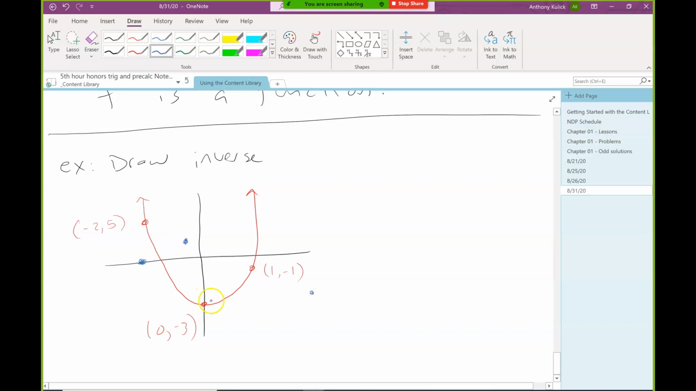Now what I'm going to do is, because this point 0, -3 was my vertex, I know that -3, 0 is also going to be my vertex. So when I connect that, I have this graph.